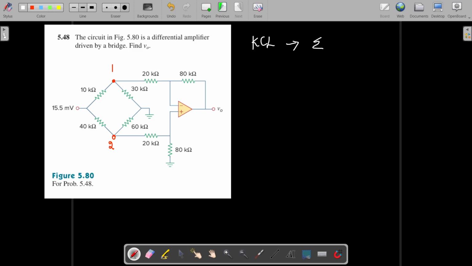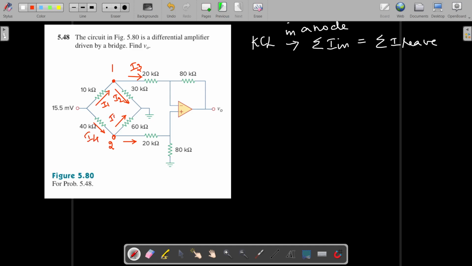It states that in a particular node, sigma I in is equal to sigma I leave. The summation of the entering current is equal to the summation of the leaving current. So we have to mark the currents. Let's name these I1, I2, I3, I4, I5 and I6. For the first node, the entering current is I1, which is equal to the summation of the leaving currents, I2 and I3. In this we can apply Ohm's law.